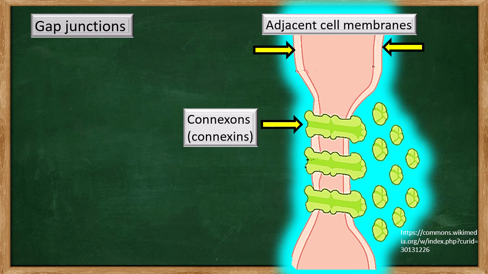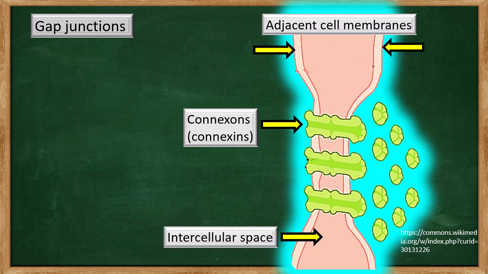So this arrangement makes sure that it is not a complete barrier, but a selective, discretionary barrier. That means certain substances can go through this tunnel from one cell to another. Therefore, this is an example of facilitated transport across the cell membrane. Now that's the intercellular space.